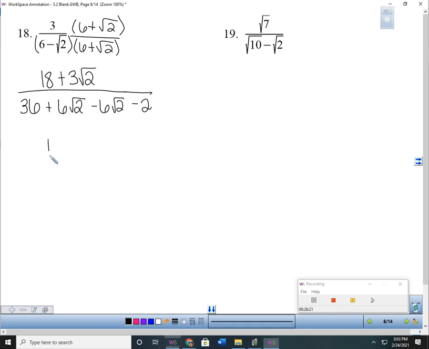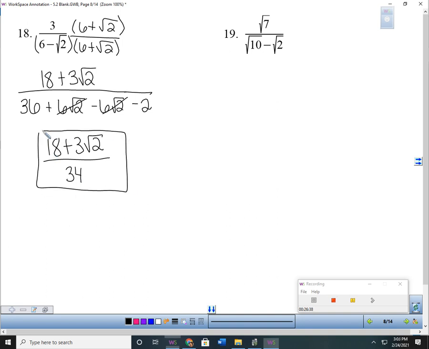So I have 18 plus 3 square roots of 2 on the top. These middle terms cancel. 36 and -2 make 34. And then I would just make sure that I couldn't reduce the 3, 34, and 18. I cannot, so I am done.